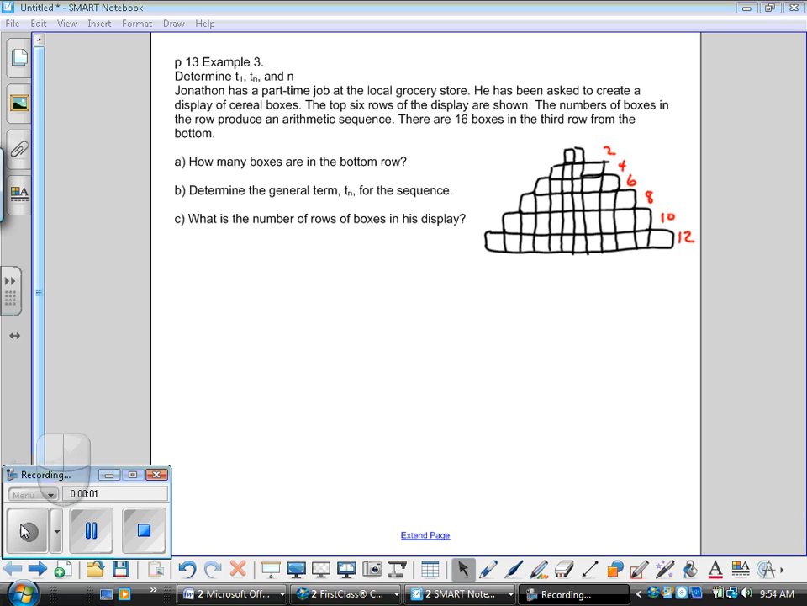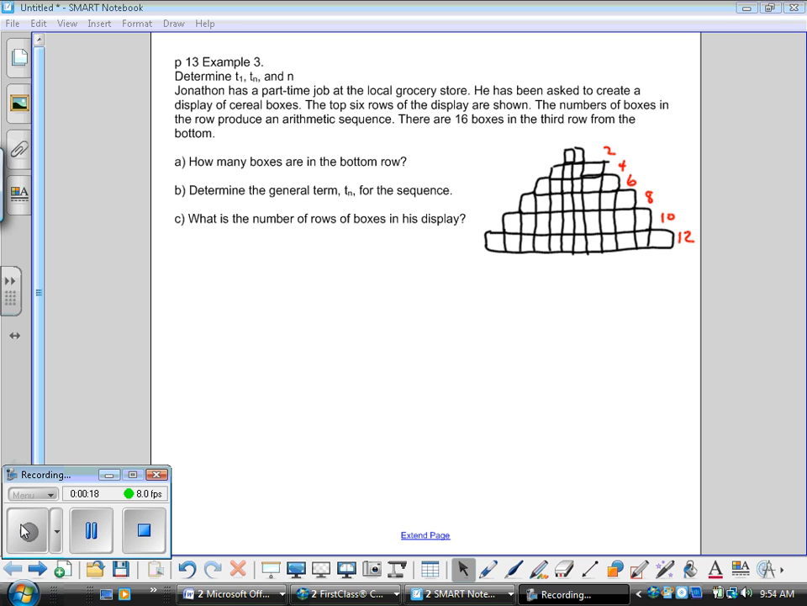This is example 3 from page 13. This is our third example from the arithmetic sequence section, 1.1. In this case, we're going to determine the first term, determine an expression for the nth term, and see exactly how many terms we have in the sequence.